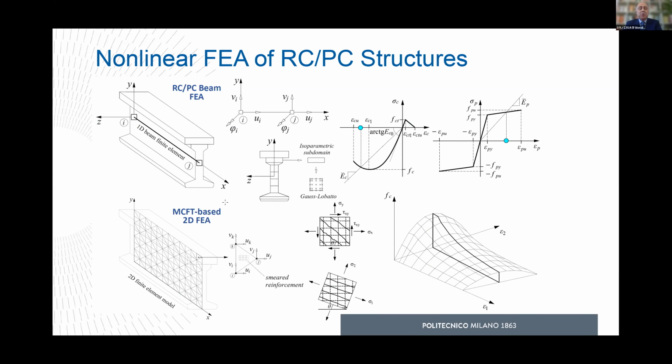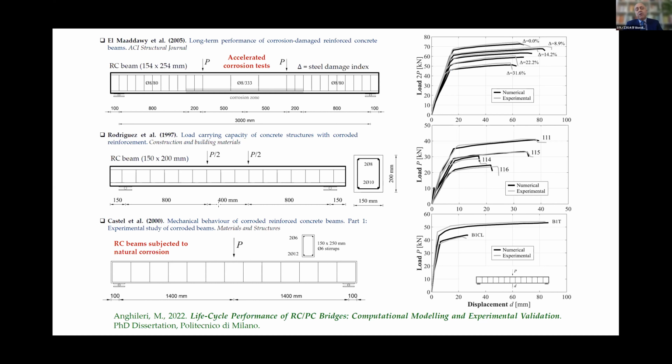In this slide, as an example, there are 2 possible kinds of modeling: using beam finite elements, accounting for the material nonlinearity associated with concrete, reinforcing steel and prestressing steel, and 2-dimensional finite elements for plane stress analysis that are formulated in accordance with the modified compression field theory. These models have been used to simulate the response of corroded beams, as you can see in these slides. And we considered several experimental tests gathered from literature, different tests on beams under accelerated corrosion or natural corrosion for different levels of steel mass loss.